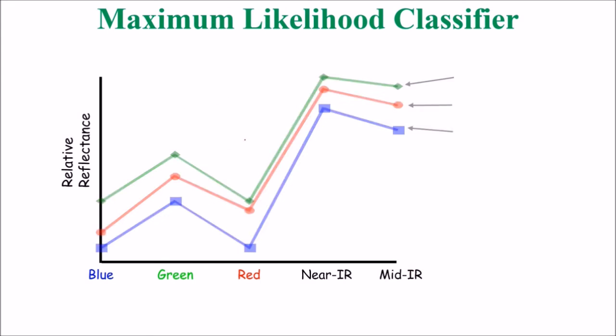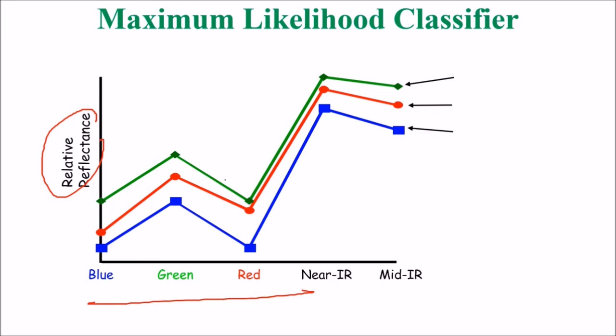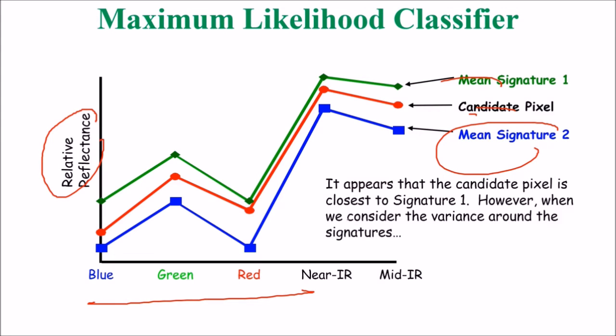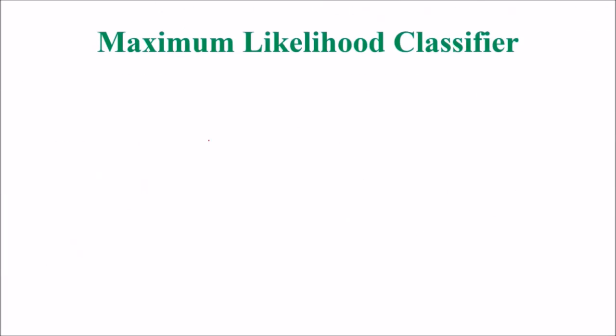In the maximum likelihood classes, if you see, this is the relative reflectance, and these are the various bands. So you can find in the maximum likelihood classifier the different regions. This is mean signature 1, this is mean signature 2 or 3. So this is the candidate pixel, and this is the mean signature 2. So where is it going to go? It appears that the candidate pixel is closest to the signature, this green one, that is mean signature 1. However, when we consider the variance around the signature, we find something else.